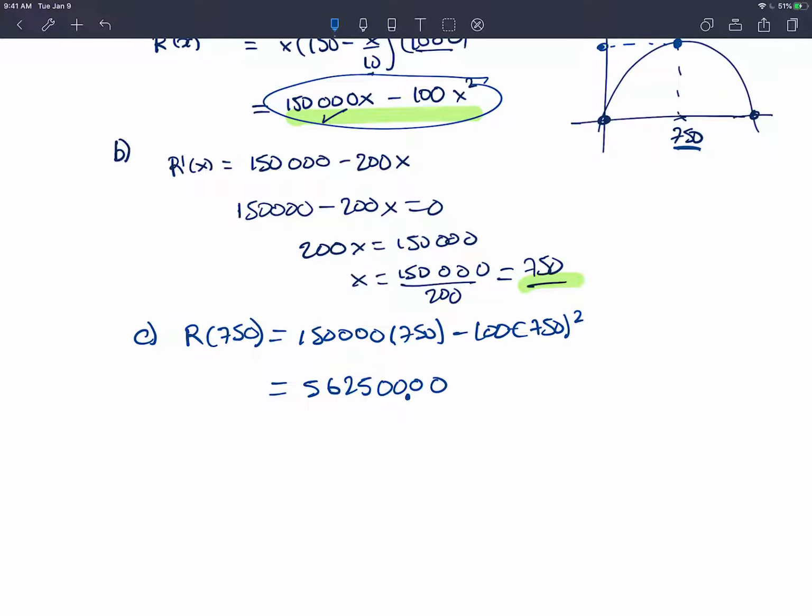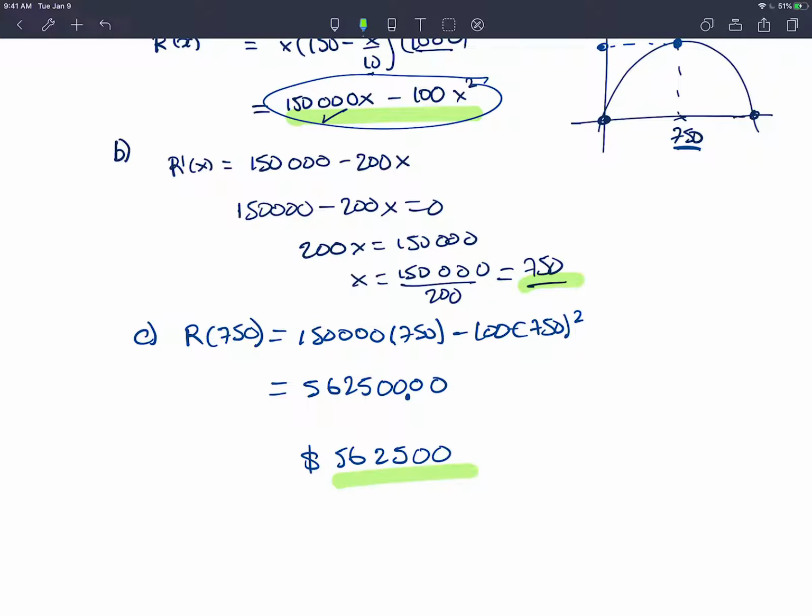So the answer would be 56,000, no, how am I reading this? I'm reading too many zeros. It's 5625 and two zeros. So it's $56,250. Just be careful with the units.